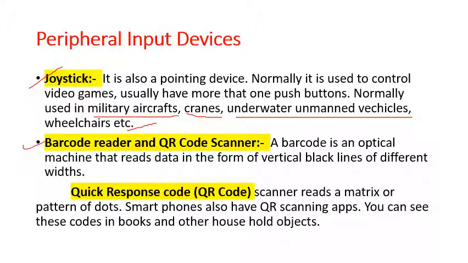The next peripheral device is the barcode reader or QR code scanner. A barcode reader is an optical machine that reads data in the form of vertical black lines of different widths. Quick Response code or QR code scanners read a matrix or pattern of dots. Smartphones also have QR scanning apps. You can see these codes in books and other household objects.